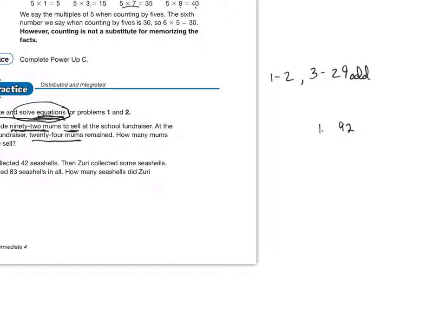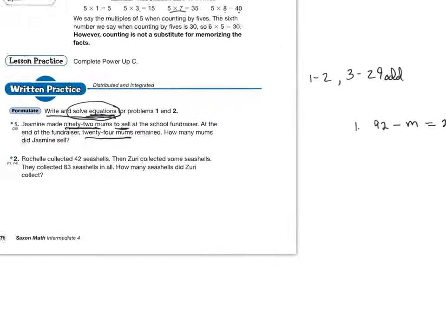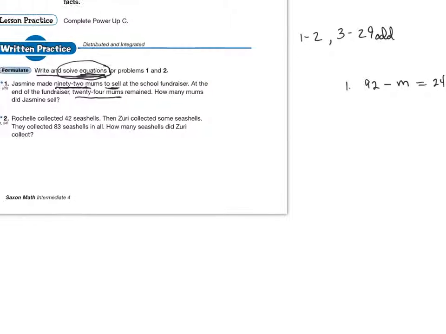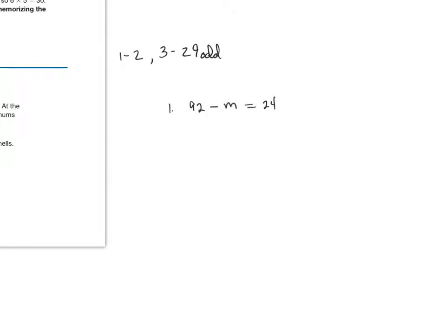So we have 92. Some went away. We're going to use M because they are mums. And at the end, we have a total of 24. So there we have our equation. Then the next step is to solve it. And if you remember, we have both of these together when we have a minus like that.